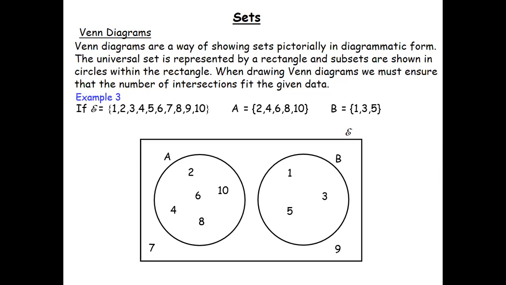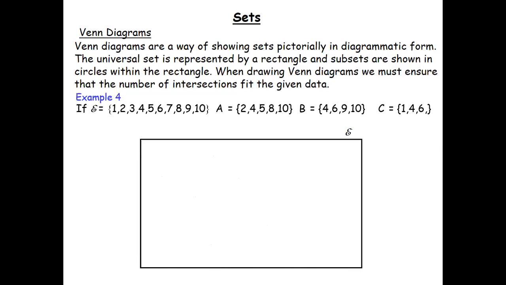Okay, now let's look at a fourth example. So again, in the universal set, so that's everything that's in that question, you've got the elements 1, 2, 3, 4, 5, 6, 7, 8, 9, 10. Set A will have the elements 2, 4, 5, 8, and 10. And set B will have the elements 4, 6, 9, and 10. And set C, so this time you can have more than 2 subsets. You can have a third subset, which in this example is 1, 4, and 6.